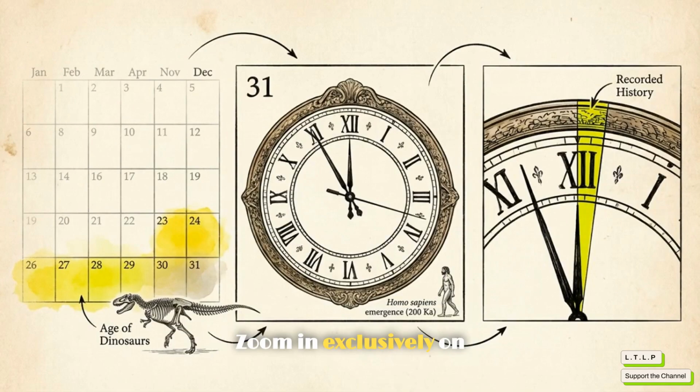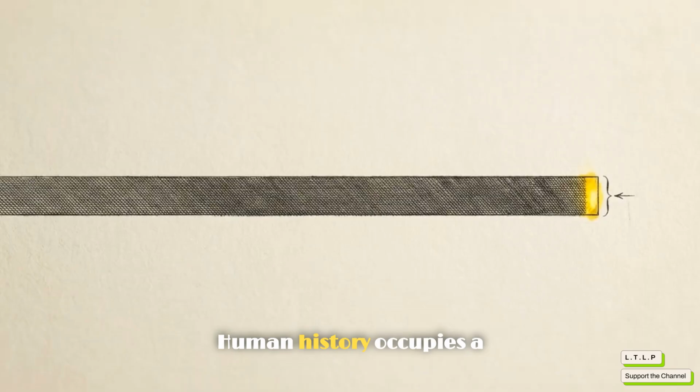Zoom in exclusively on December 31st. We introduce K, or kilo annum, thousands of years ago. Mark 11:42 p.m., 200 K, as the first appearance of Homo sapiens. All recorded human history happens in the last 30 seconds before midnight. Human history occupies a mere 0.0001% of the Earth's timeline. Our entire existence is a fleeting final moment in deep time.